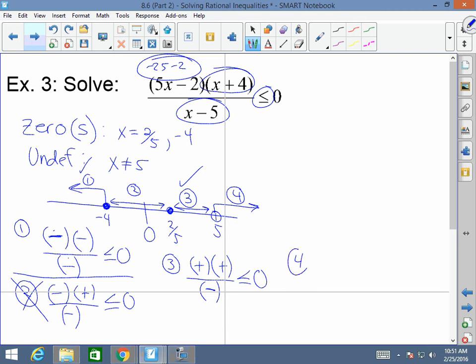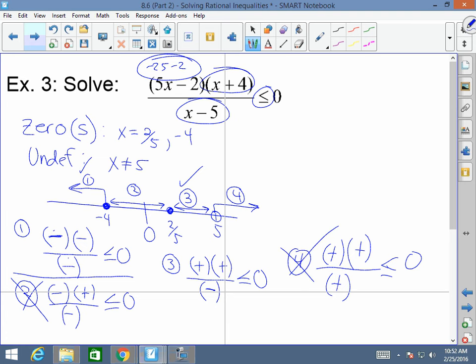But let's prove it. Give me a nice pretty value greater than 5. 6. So 6 minus 2, that's a positive. I don't care what the value is. I just want the sign. 6 plus 4, that's a positive. I don't care what the value is. I just want the sign. And 6 minus 5 is positive. Is that less than or equal to 0? That's greater. Yeah, that's greater. So this does not work either.